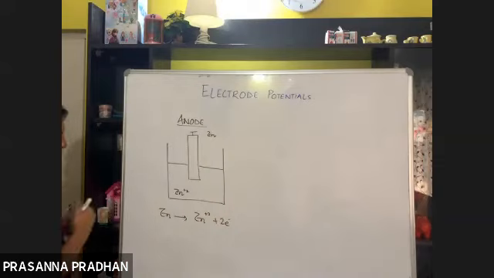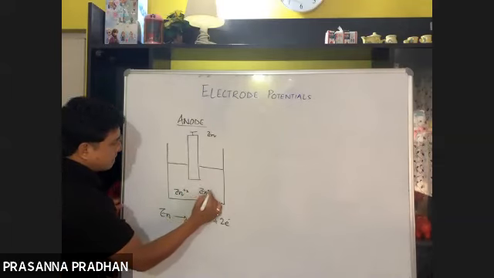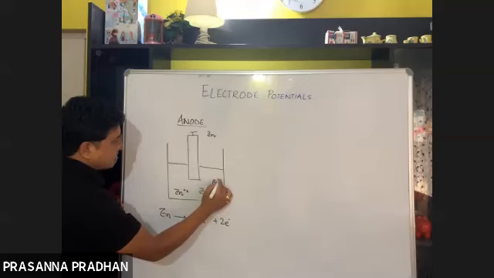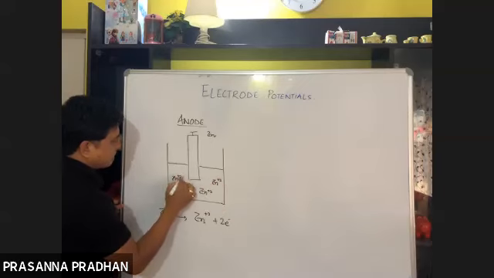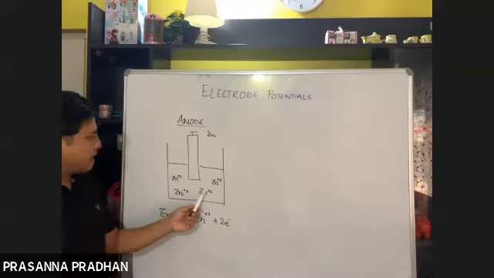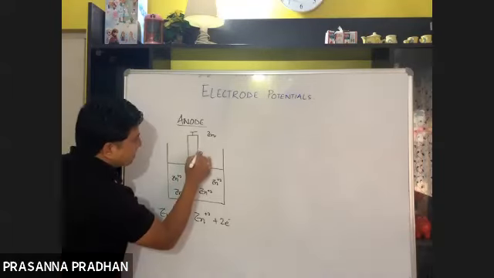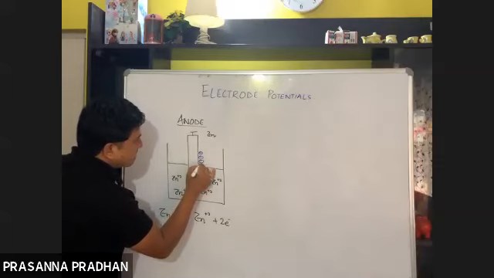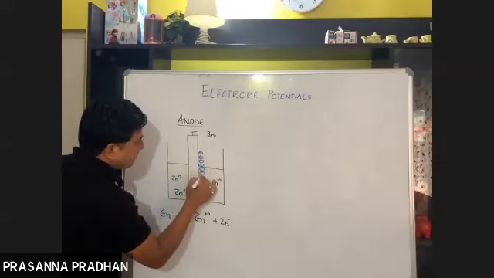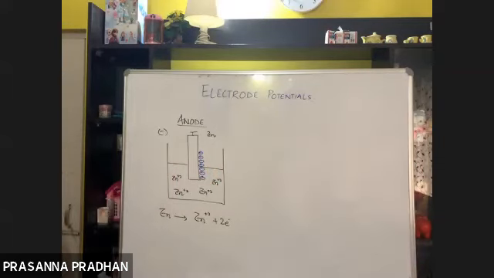So as a result, what happens? Zinc constantly moves into the solution as zinc dipositive ions. So the concentration of zinc ions in the solution increases. And what happens to these electrons which are liberated out here? These electrons accumulate at the surface of the electrode. That is why this anode acquires a negative charge.